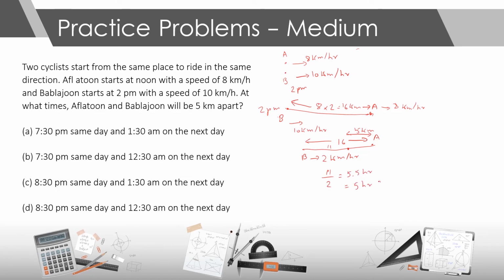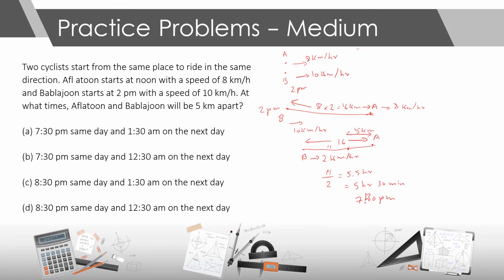And right now, if the time was 2 p.m., another 5.5 hours will be taken. So it will be 7:30 p.m. of that same day, 7:30 p.m. So that is one point of time when the distance between them will be 5 kilometers.